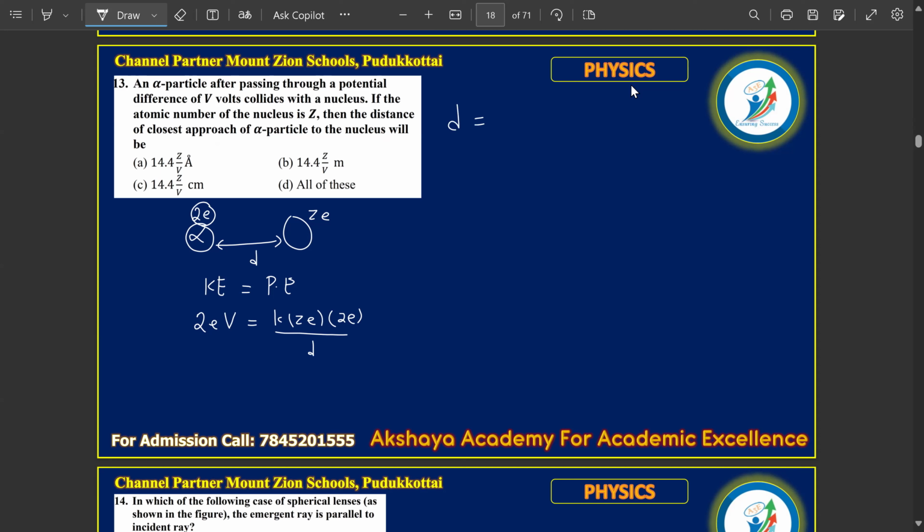So D, which is equal to, before that we can cancel out this E, 2E with the 2E, remaining is nothing but D, which is equal to K value, which is nothing but 9 into 10 power 9. Let us keep Z as it is, divided by V as it is, and charge on electron is nothing but 1.6 into 10 power minus 19 coulomb. So when we solve this, finally we get 14.4 Z by V angstrom. The correct answer for question number 13 is nothing but option A.